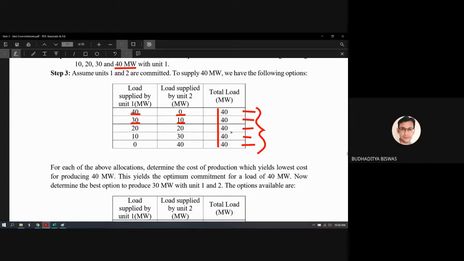So we need to find out the production cost or the operating cost for these various combinations, and from this one we need to choose the lowest one. That is the thing we need to do in the next example.